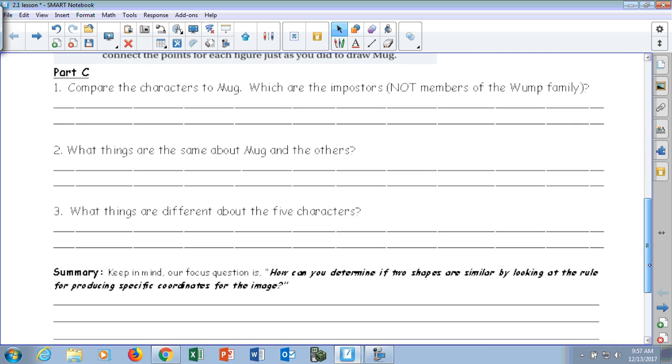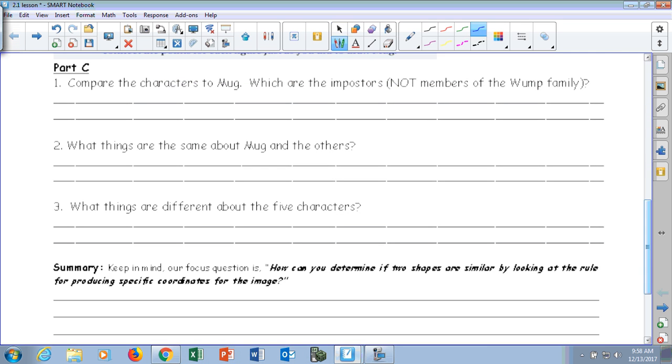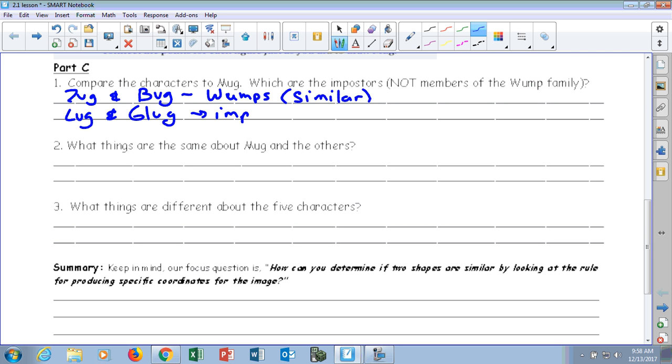All right, so let's go back to our sheet down here. Let's make some comparisons. It says compare the characters to Mug, which are imposters, which means not members of the Wump family. So who did we say was similar? Zug and Bug. So those guys are Wumps. Remember, they're the Wump family because they're similar. The two that aren't similar are Lug and Glug. So they're the imposters because they're not similar.